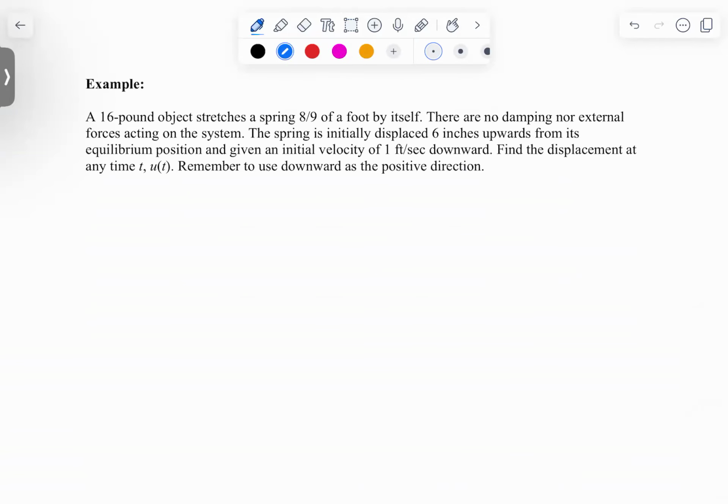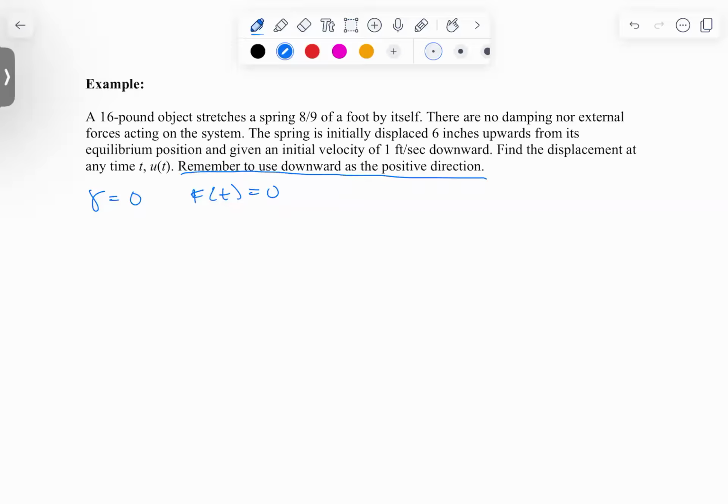Okay, so let's identify our information. A 16-pound object stretches a spring 8/9 of a foot by itself. There are no damping or external forces, so that is excellent news. You can get rid of those immediately. The spring is initially displaced 6 inches upward from its equilibrium position, given an initial velocity of 1 foot per second downward. Find the displacement at time t. Remember, downward.